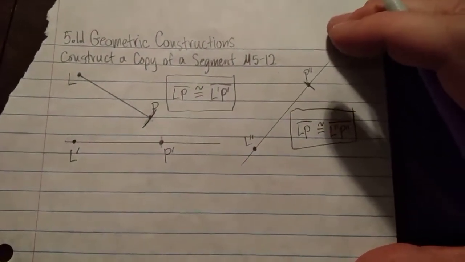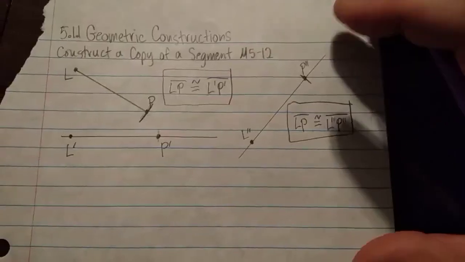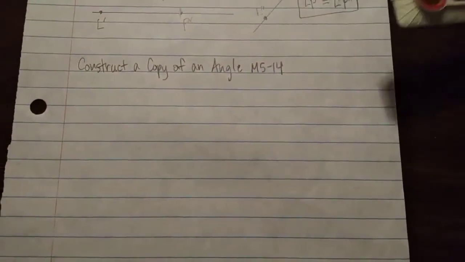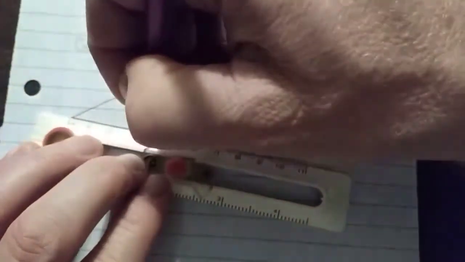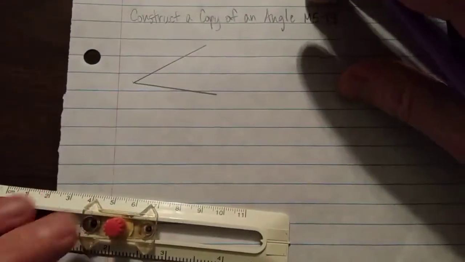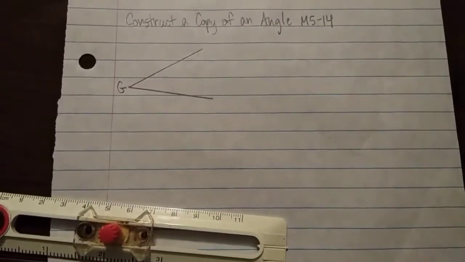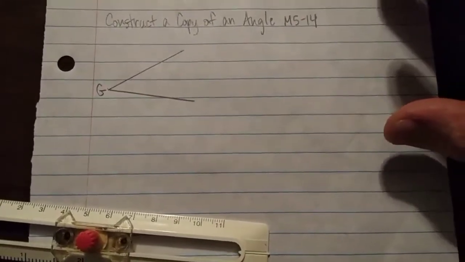Now let's construct a copy of an angle, and this is on page 14. And again, we are going to start by you drawing your own angle. So take a straight edge. You know how to do an angle. You know what an angle looks like. And how about using your middle initial for the vertex, or whatever you want. You don't have to. If you're just trying to decide on a letter, there you go.